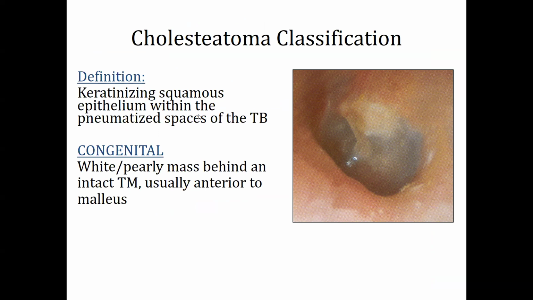Now, what about cholesteatoma? So obviously cholesteatoma can be an underlying cause for a lot of the things that we might eventually see that manifests as chronic otitis media. Certainly can be acute otitis media. Now, we all know cholesteatoma basically is a fancy term for skin in the wrong place of the ear. So keratinizing squamous epithelium within pneumatized spaces of the temporal bone.